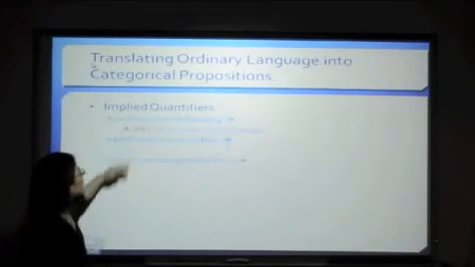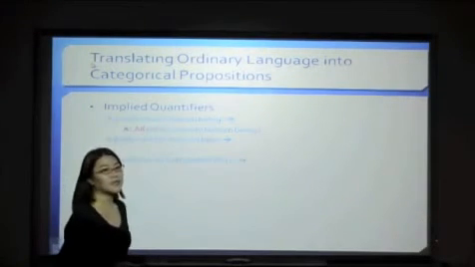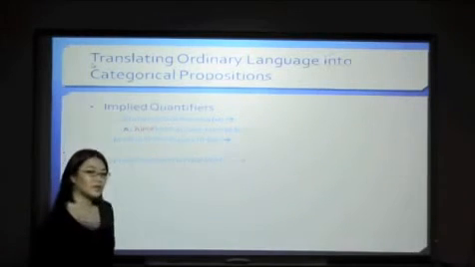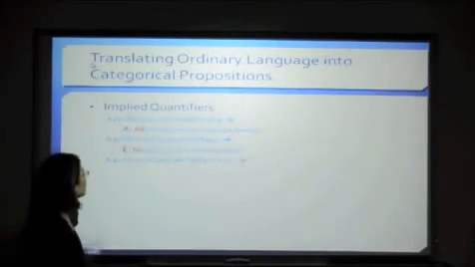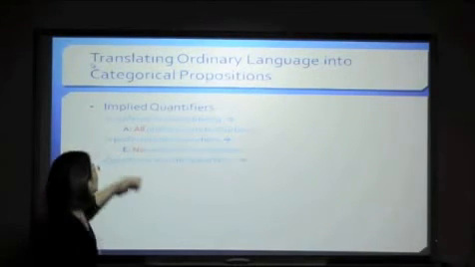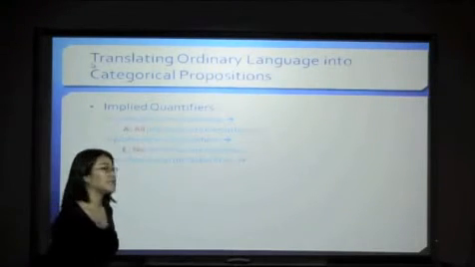In the first one, you have an A-type statement. All professors are human beings. That's what's being implied by the statement, a professor is a human being. The second one is suggesting that no professors are machines. So when you say a professor is not a machine, what you're saying is no professor is a machine.